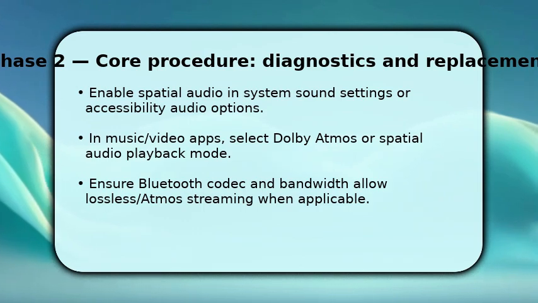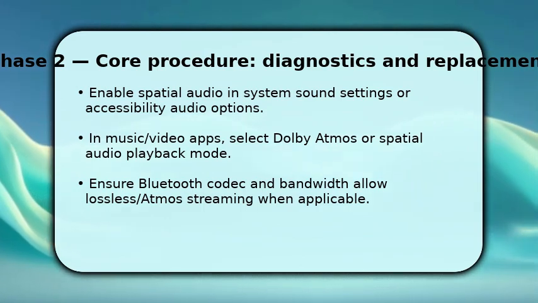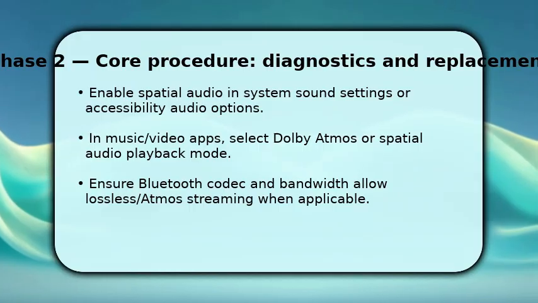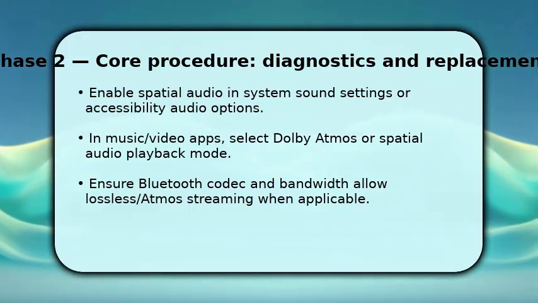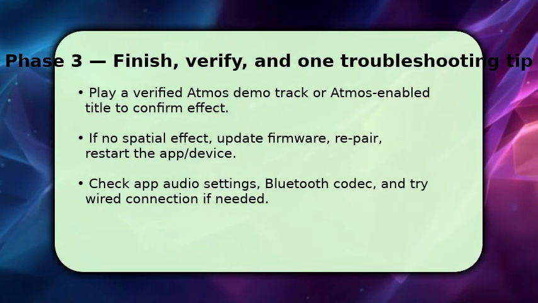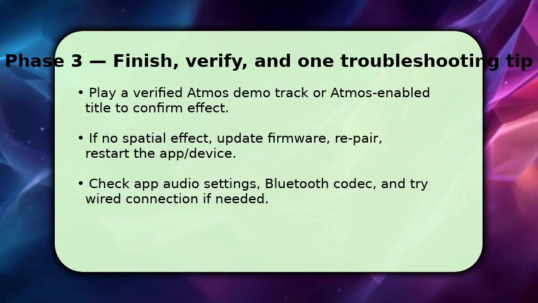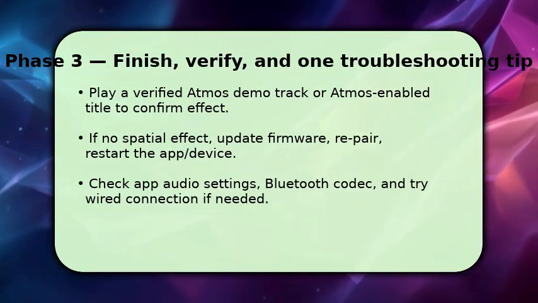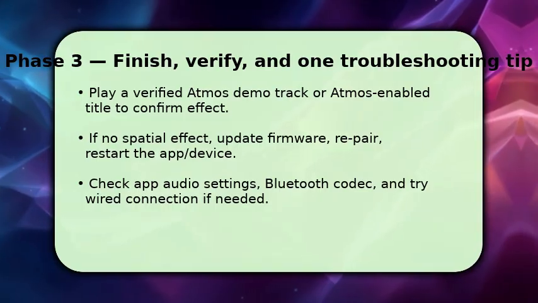Adjust any head tracking feature if available, and make sure the app and device agree on output so the signal path remains Atmos capable. To finish, play a verified Dolby Atmos demo or Atmos-enabled title and listen for distinct spatial cues, sounds moving around you, depth and elevation.